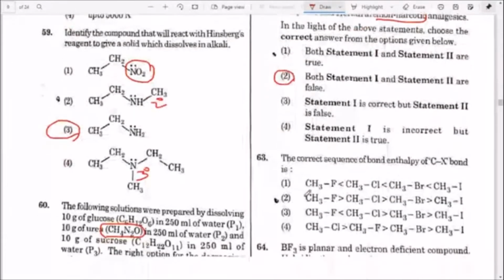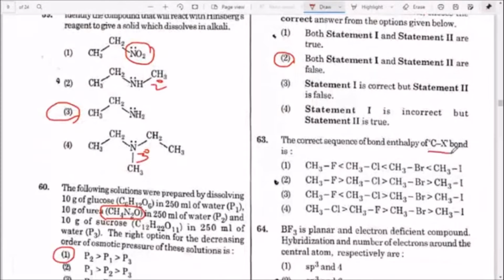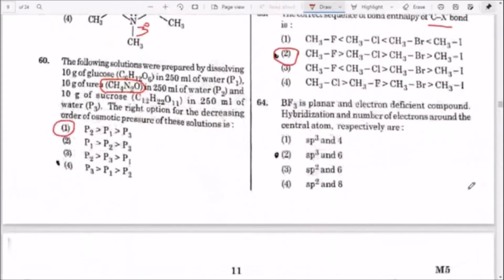The correct sequence of C-X bond enthalpy. So what happens when you move in a group from top to bottom? Enthalpy decreases. So fluorine, chlorine, bromine, iodine. Enthalpy decreases when you move from top to bottom in a group. So option number 2 is correct option, students.